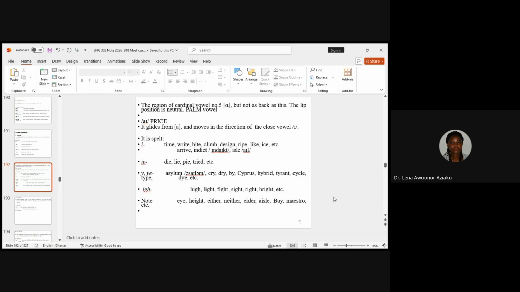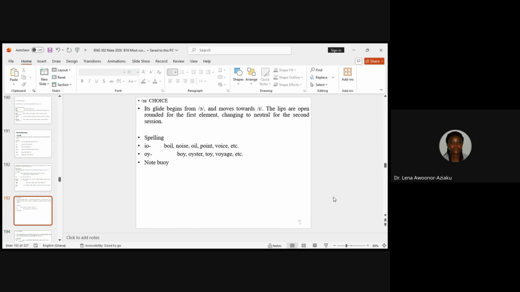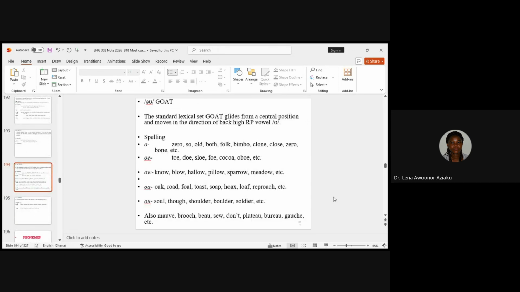Then we have the I. We don't have a problem with the I because it's something that we say all the time. I, height, light. Oil. It's not a problem. We have boil, noise, oil. This is what I dwell on a lot because most of the time we monophthongize it by replacing it with the O. This is where we do American pronunciation. O, the letter O. Say O. No, so, low, folk, bimbo.